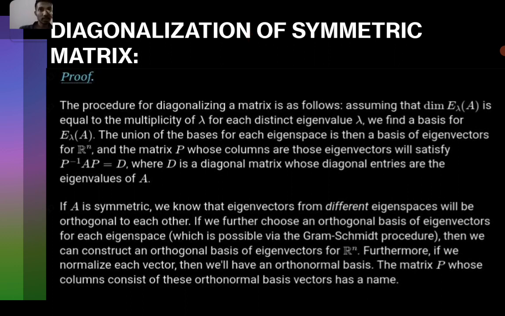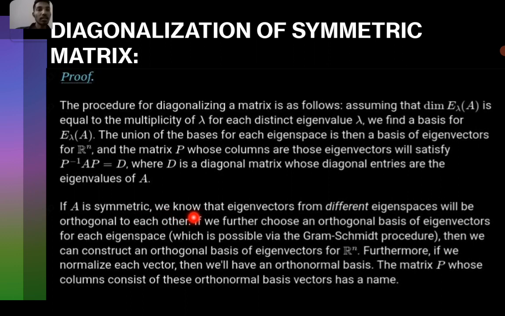Diagonalization of symmetric matrix. The procedure of diagonalizing a matrix is as follows. Assuming that dim E_lambda(A) is equal to the multiplicity of lambda for each distinct eigenvalue lambda, we find a basis for E_lambda(A). The union of the bases for each eigenspace is then a basis of eigenvectors for R^n, and the matrix P whose columns are those eigenvectors will satisfy P inverse A P equals D. D is a diagonal matrix whose diagonal entries are the eigenvalues of A.